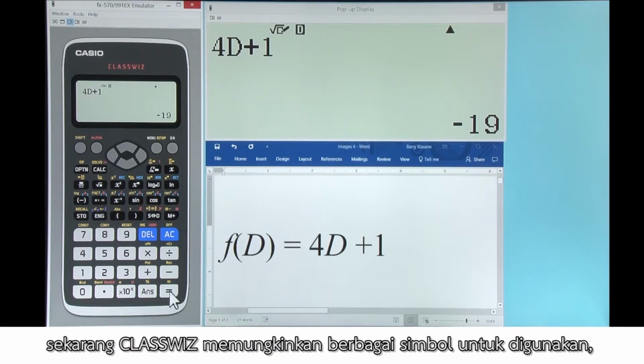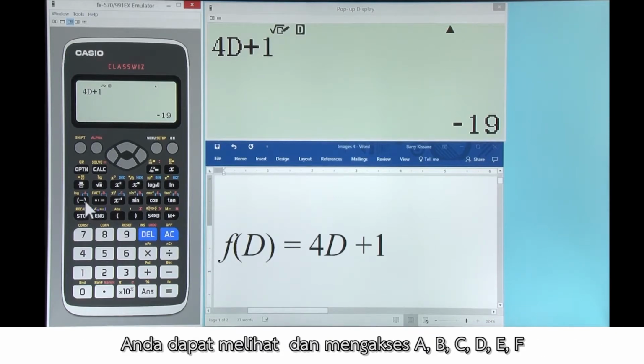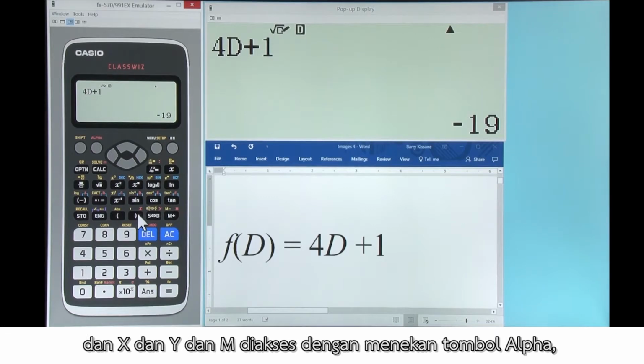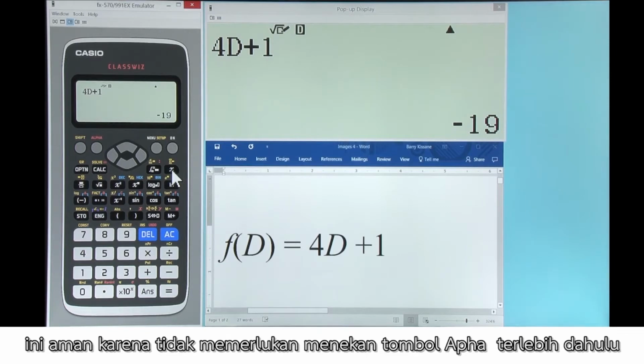Now ClassWiz allows various symbols to be used, mostly shown in pink letters on the keyboard, as you can see here, and accessed with the alpha key up here: A, B, C, D, E, F, and X and Y and M. You can also use the X key, which is over here, which is convenient as it does not require the alpha key to be used first.